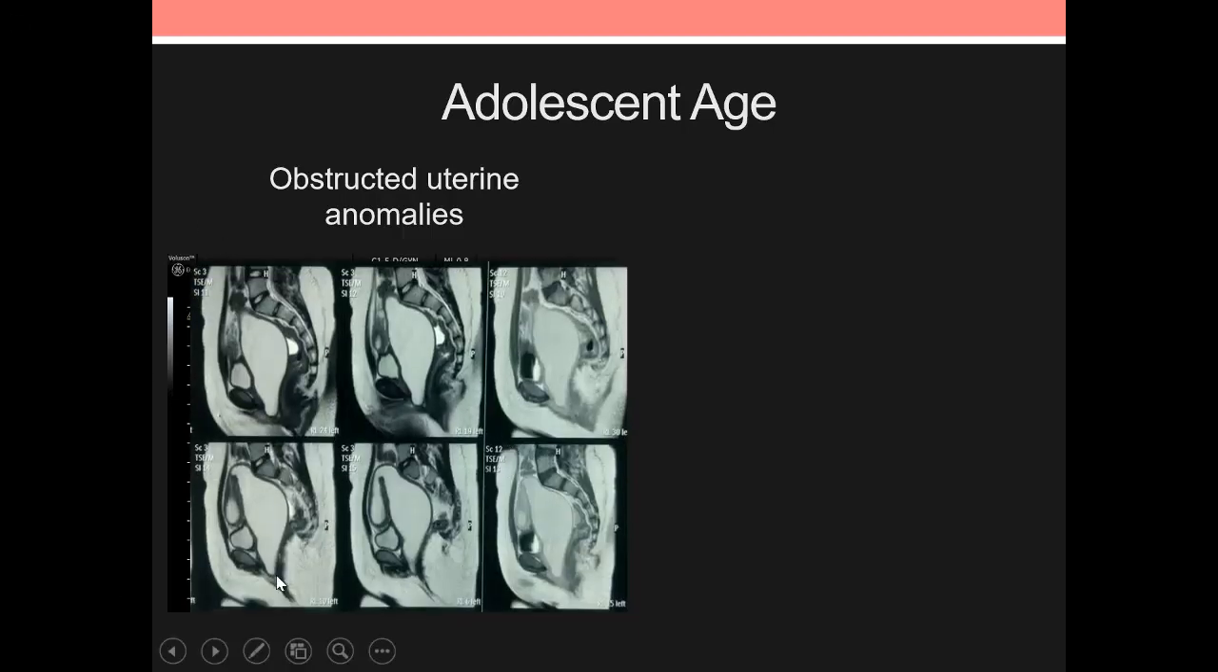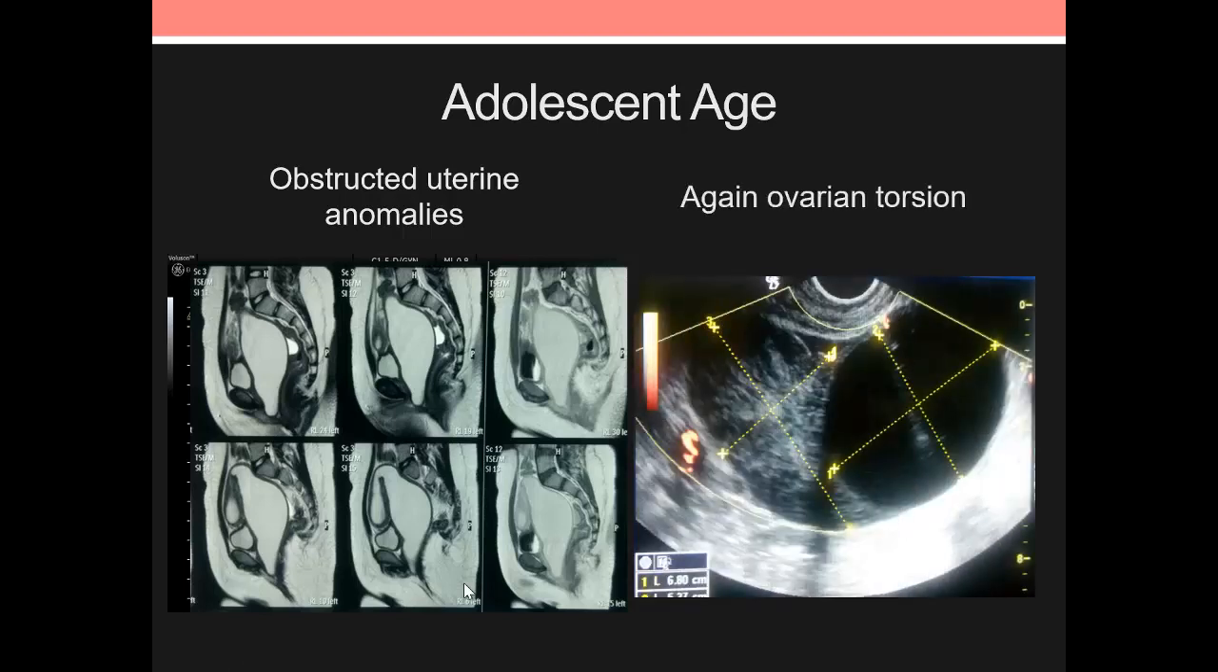With MRI, of course, we can see the level of obstruction. This is a hematocolpus extending to the perineum. So this is a case of imperforate hymen. If it is high up, we can detect if there is a transverse vaginal septum.